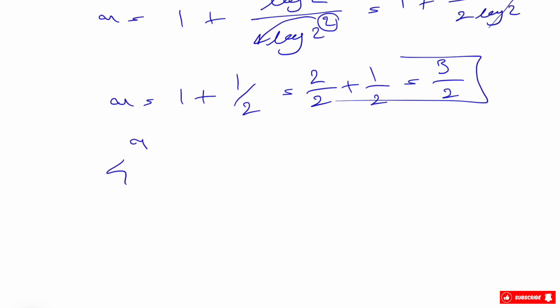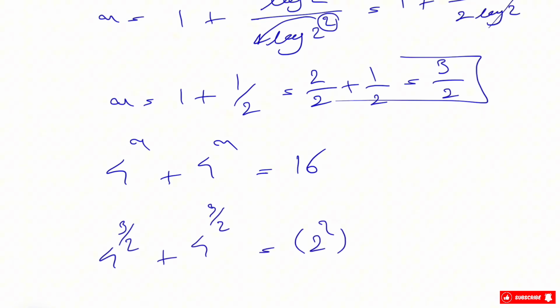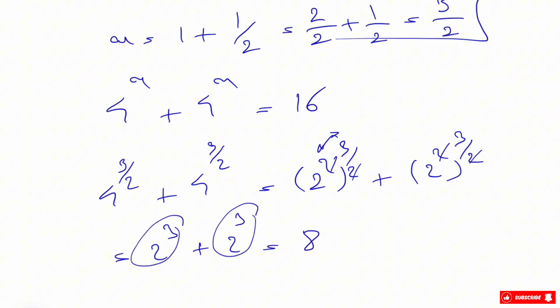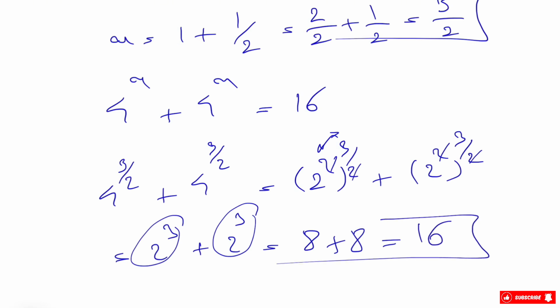So we had 4 to the power of x plus 4 to the power of x equals 16. So we will have 4 to the power of 3/2 plus 4 to the power of 3/2. And we know 2 squared is 4 plus 2 squared, same here. And we can multiply these two, which means 2 to the power of 3, since the 2's will be cancelled out, plus 2 to the power of 3. So we know 2 cubed is 8, so we have 8 plus 8, and that would give us the 16 that we have on the other side of the equation.